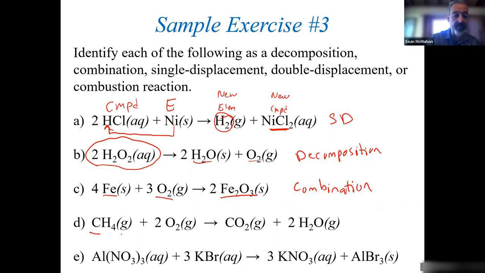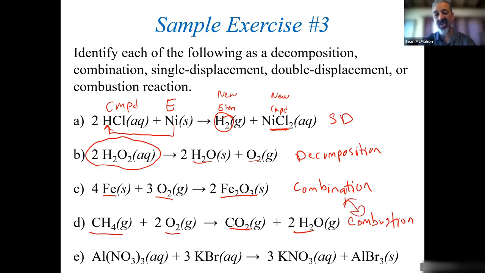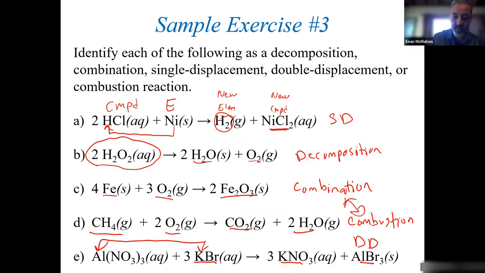What do I have here? I have a fuel source, oxygen, which supports combustion, produce CO2 and water. This is combustion, not combination. Spelling matters. If you try to mix these two, you're going to get it marked wrong. There's not a hybrid. So what do I have here? I have a compound and a compound. What do I produce? A new compound and a new compound. So these couples are swingers. I switched partners. So this is double displacement.